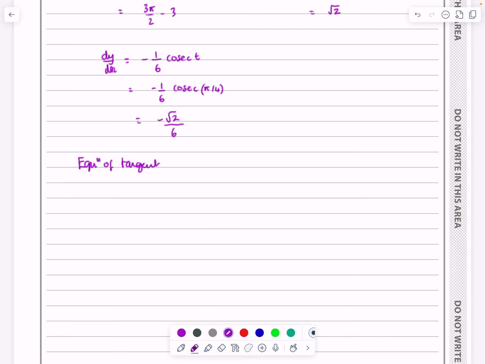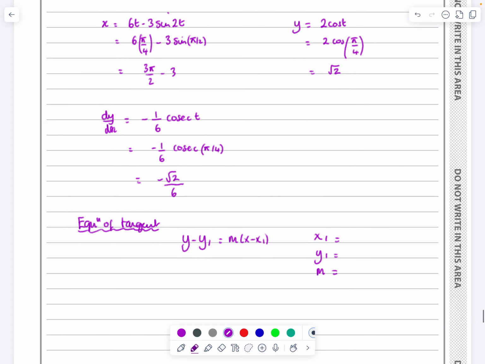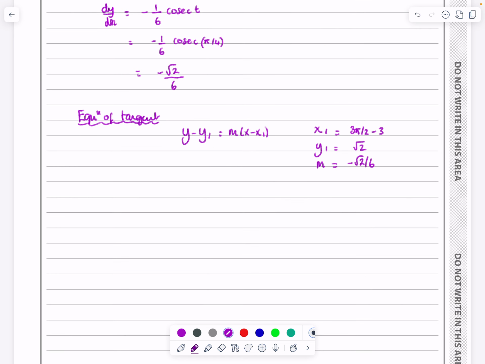The equation of any straight line is always y minus y1 equals m times x minus x1. I'm sure you've done this hundreds of times. And if you've seen my videos, I always like to make it clear what all those points are. In this case, my x1 is 3 pi over 2 minus 3, my y1 is root 2, and my m is minus root 2 over 6. Remember what we're doing here: once we've worked out this equation, I'm going to put x equals 0 in to work out my value for N.